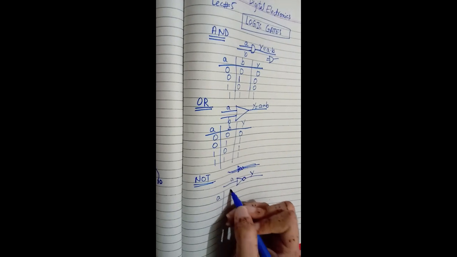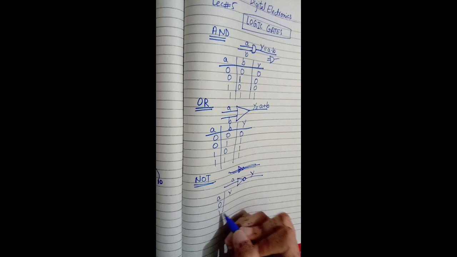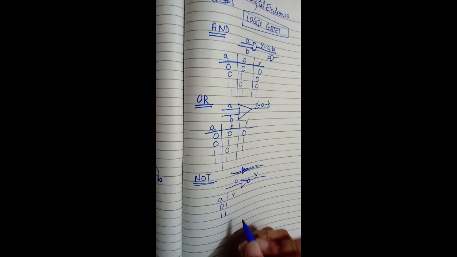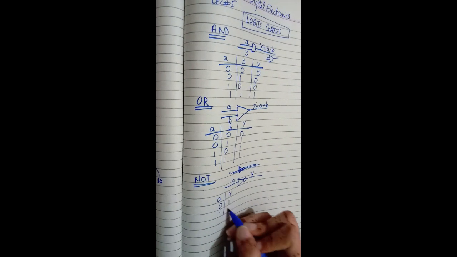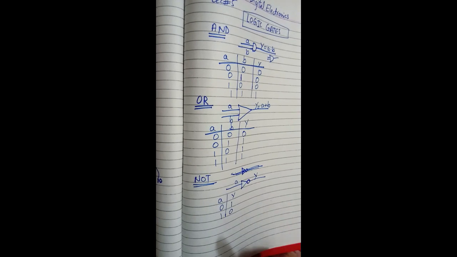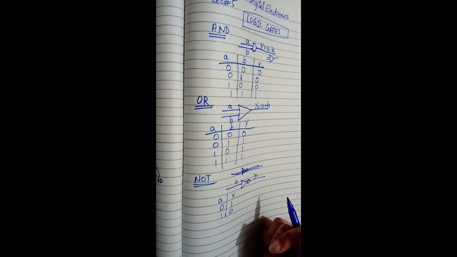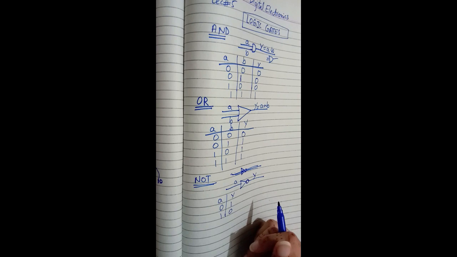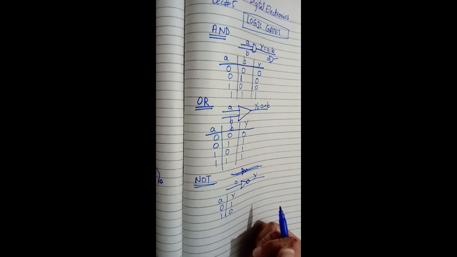Input says 0 or 1. The final result we will have is its opposite, 1, 0. It will basically just convert our input. If it's 0, it will be 1. If it's 1, it will be 0.